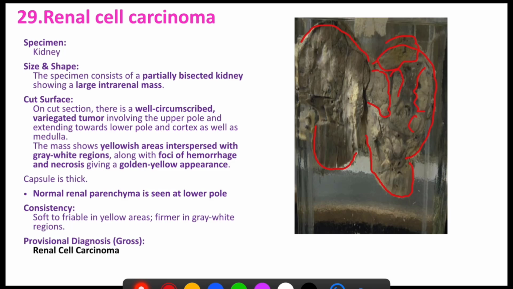Here you can say this is a specimen of kidney, already or partially bisected kidney with a large intrarenal mass which is having variegated appearance, and the lower pole is spared and the upper pole is involved by this malignant tumor. It is having an appearance of grey white to yellow and this is a specimen of renal cell carcinoma.